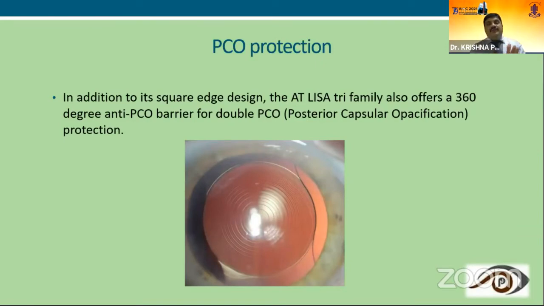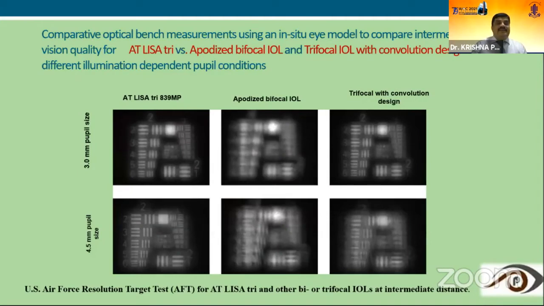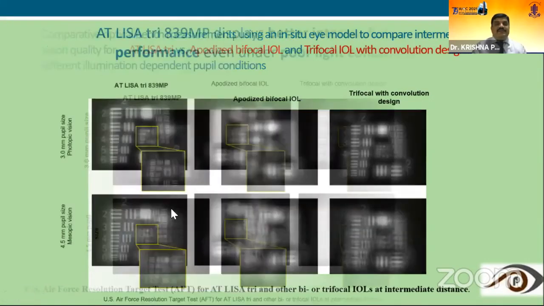This is a hydrophilic lens with a hydrophobic surface. Along with that, there is an anti-PCO coating on the posterior surface of the lens that prevents PCO. This is one comparative study with the other competitive lens, an apodized bifocal IOL. Comparative optical benchmark measurement using an in situ model to compare the intermediate vision quality of AT-LISA and the other lenses. You can see how AT-LISA behaves as far as intermediate vision is concerned.